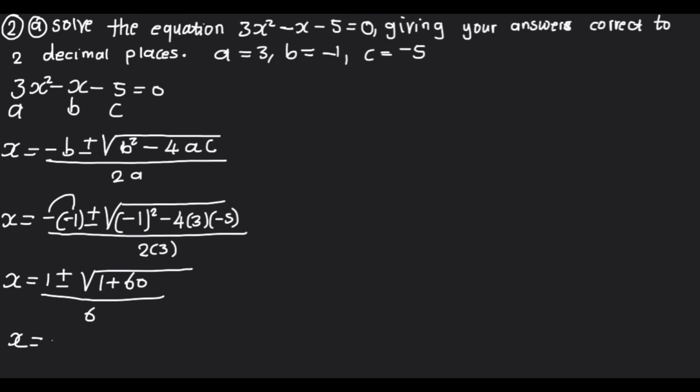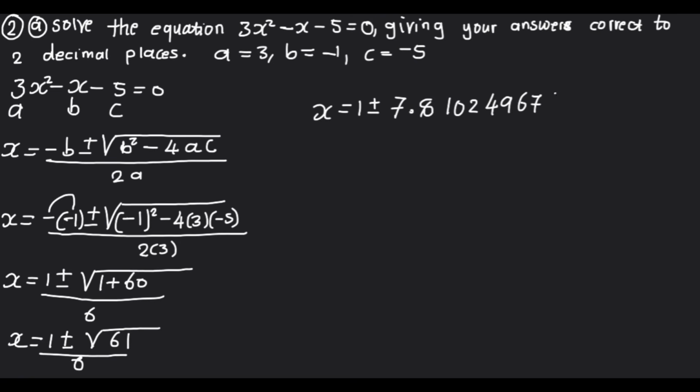Then we can first simplify what we have under the square root. So 60 plus 1 is 61, over 6. Now we can find the square root of 61. So square root of 61 is giving me 7.81024967 divided by 6.